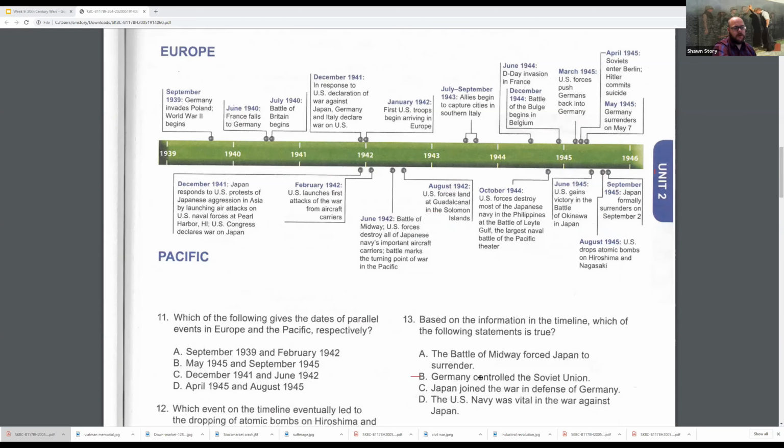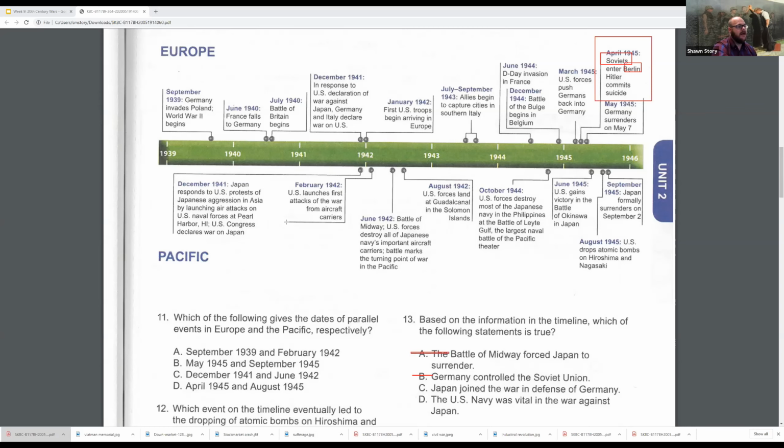Let's look at B. Germany controlled the Soviet Union. Here I see the Soviets entered Berlin, Hitler commits suicide. So if the Soviets are entering Germany in Berlin, I wouldn't say that Germany controlled the Soviets. It looks like the Soviets came in and took over Germany. So again, B, not correct.